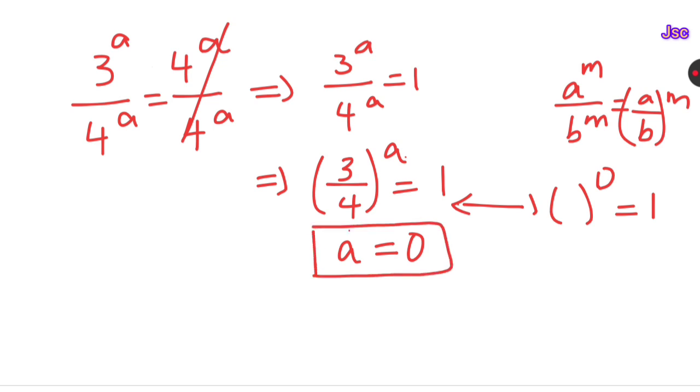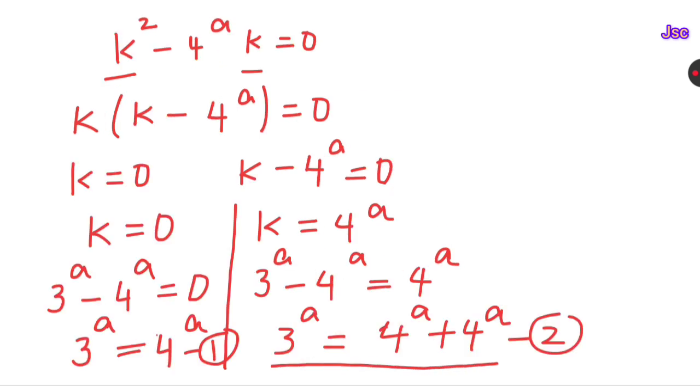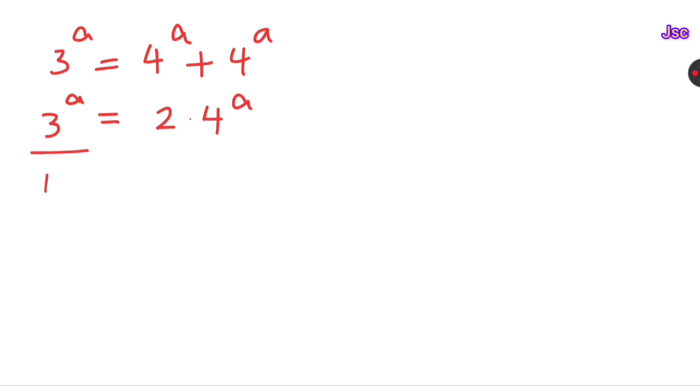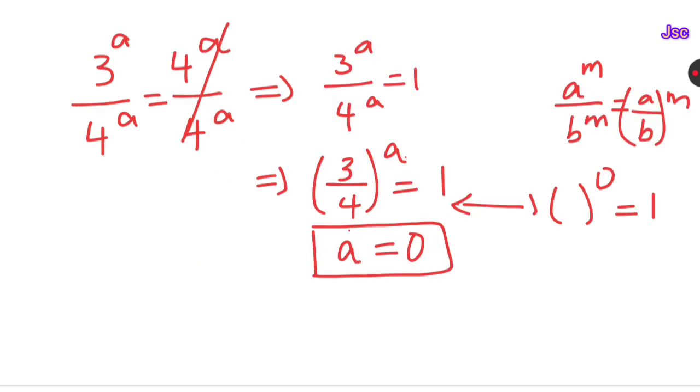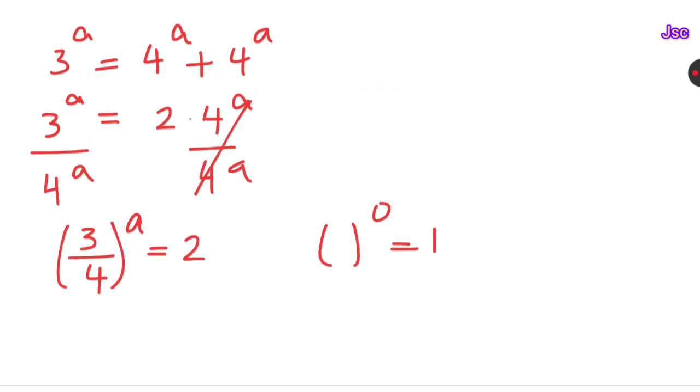From equation 1 we got this a value. Now I am going to simplify equation 2, that is 3 raised to the power of a equal to 4 raised to the power of a plus 4 raised to the power of a. We can write this as 2 times 4 raised to the power of a. Now divide both sides by 4 raised to the power of a. Then we get (3 over 4) whole raised to the power of a, equal to 2. Anything to the power 0 is 1, so in case 1 we considered a as 0. But in case 2 we have 2, it's not 1.